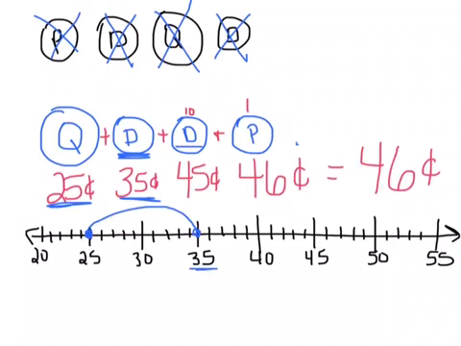Then we added 10 more with this dime, so I'm going to do another big hop for 10. And I land on 45, just like up here. Then I got to hop one little time for this penny right here. So from 45, I'm going to hop one more for a penny, and that's going to make my answer, not 50, it's going to make my answer 46 cents. And that's how you do it on a number line.